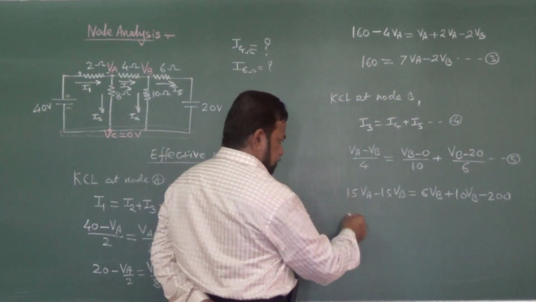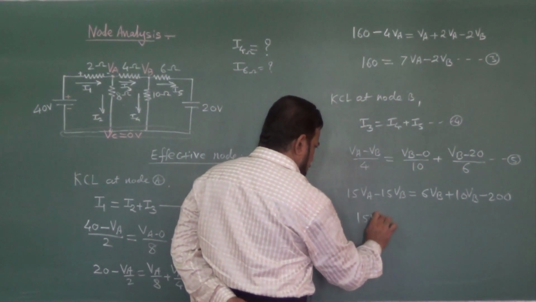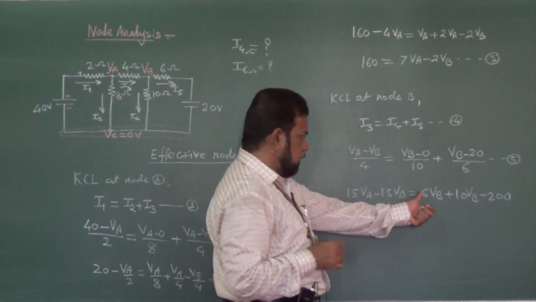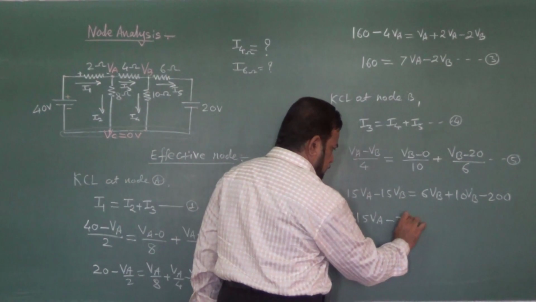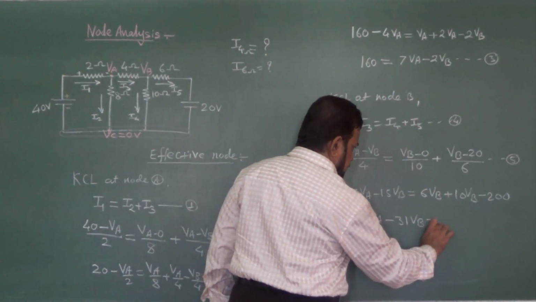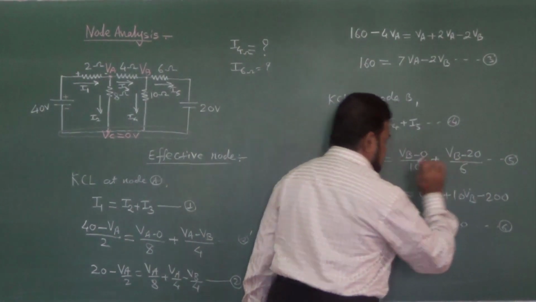So if you again rearrange this equation, the VA term is just 15 VA. The 6 and 10, 16, those are coming on this side. So it is minus 31 VB is equal to minus 200. So this is equation number 6.